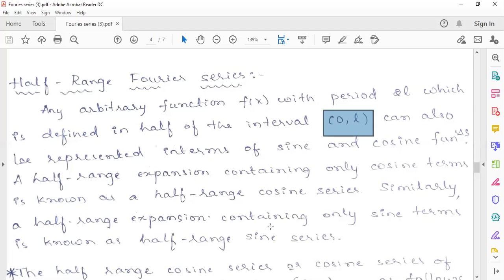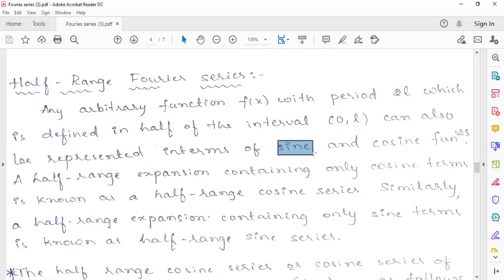And if they ask us to find the sine series, we have to take the mirror image about the origin, because the graph of an odd function is symmetric about the origin. Just keep this in your mind. If you want the sine series, take the mirror image of the function about the origin. If you want the cosine series, take the mirror image about the y-axis. If you keep these two things in mind, everything else will be easy.